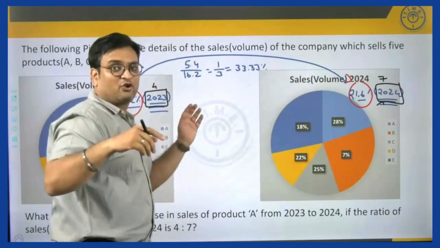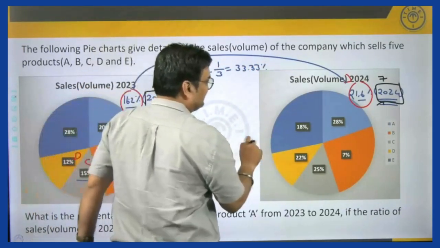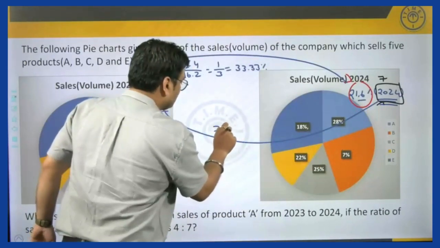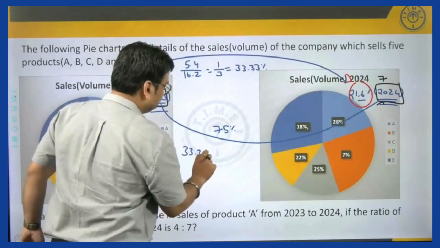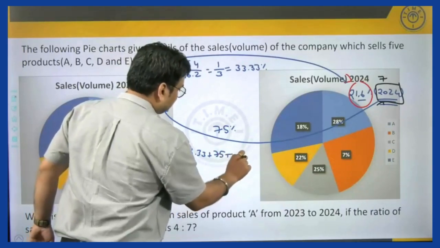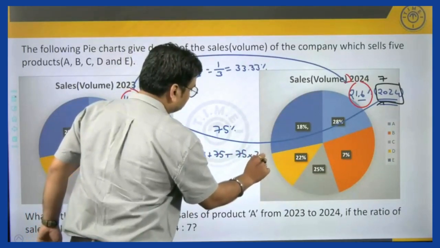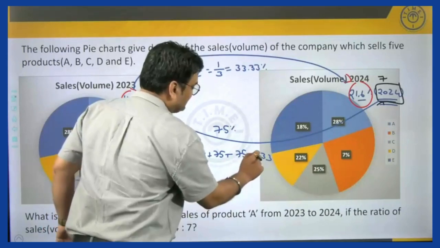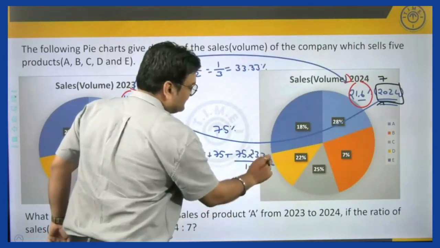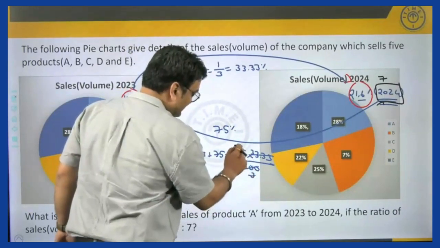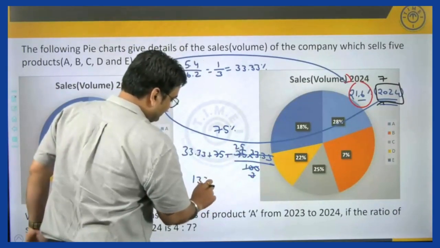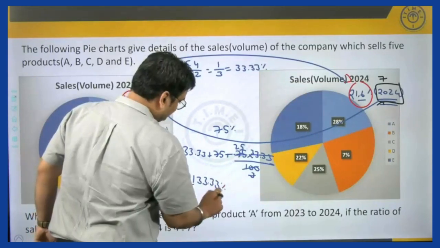So one parameter is growing by 33%, the other is still growing by 75%. So what is going to be our answer? Sum of these two plus product of these two, 33.33 by 100. 33.33 by 100 is 1 by 3 approximately, and 1 by 3, 25. So it's going to be 133.33% will be the answer.